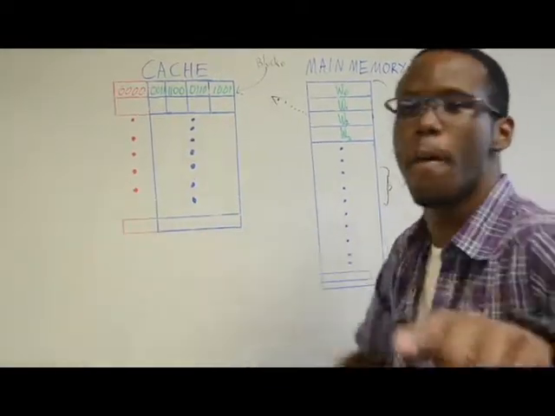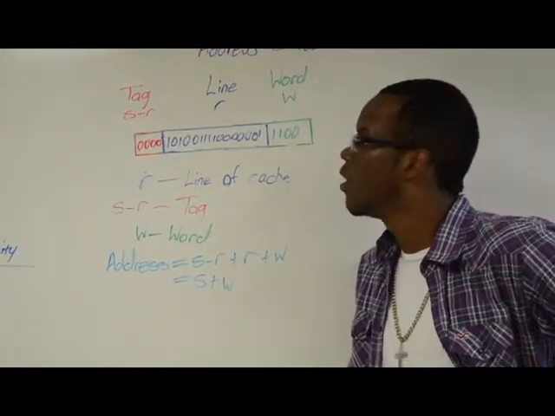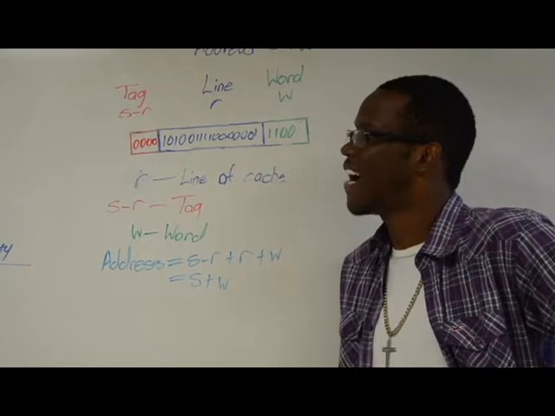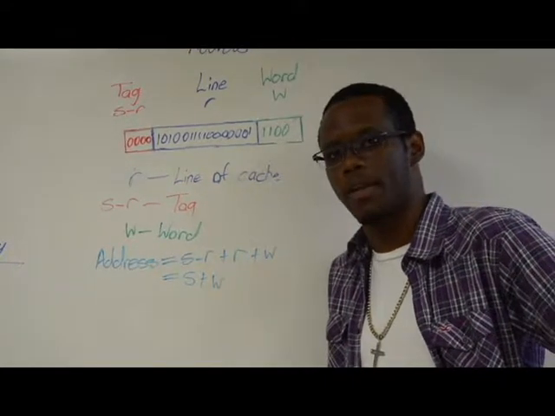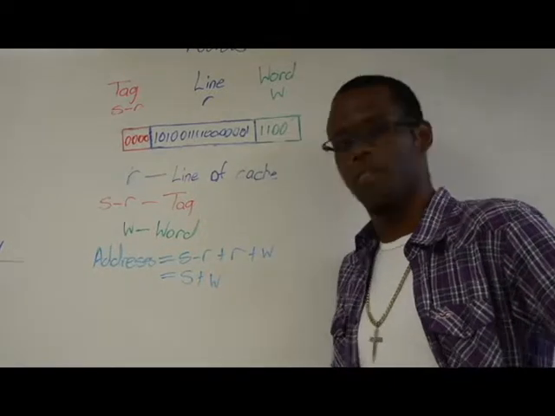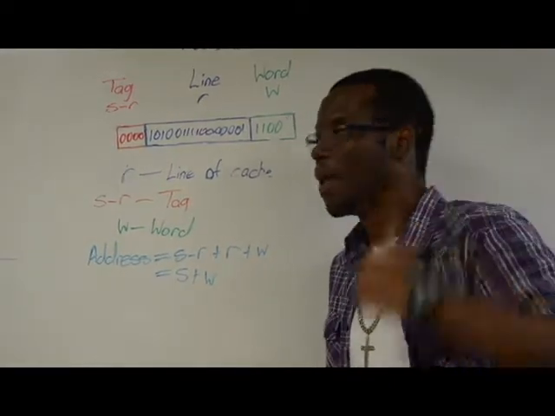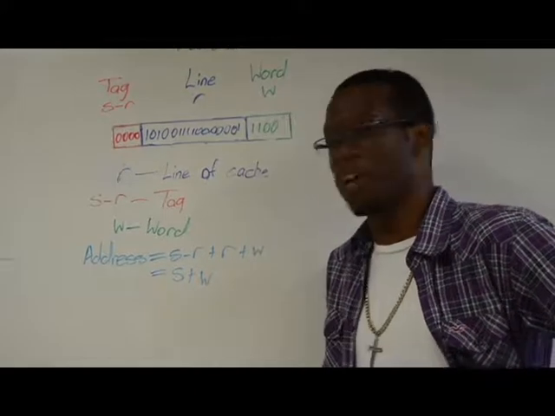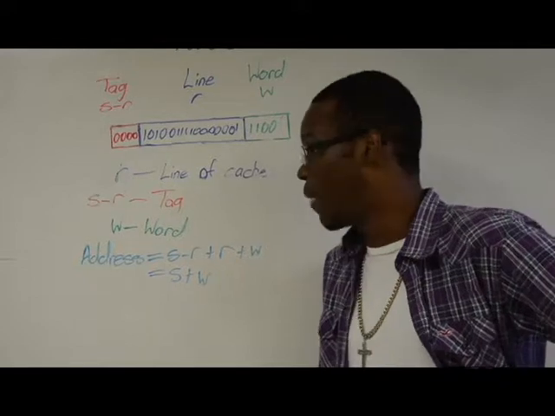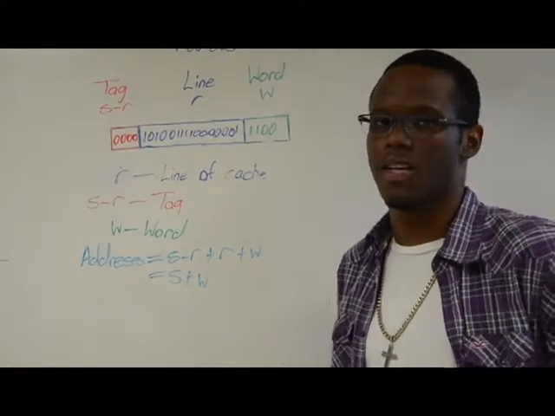We'll see now. We're ready to move on to address structure. Address structure is broken into tag, S minus R, which tells us which line in cache we're looking for; R, the line of cache, so that we know where to put it back once we're done with it; and W, the word, which is pretty much what we came for. When we sum these all up, that is our total address. Now let's do the math.